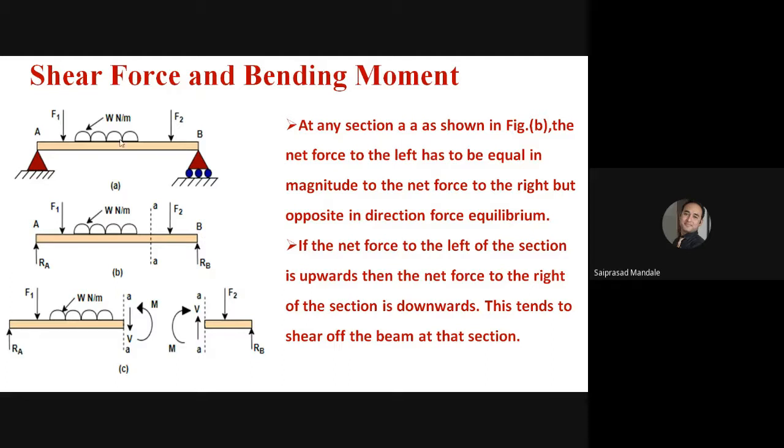So for the shearing force, say in diagram C, at the left hand side the force is downward and at the right hand side the force is upward. Upward and downward means the direction is opposite, but the intensity or magnitude is the same. That is V. V is the intensity, but the sign is opposite. In that case, the beam will fail. So this is the left hand side beam. This is the right hand side beam.